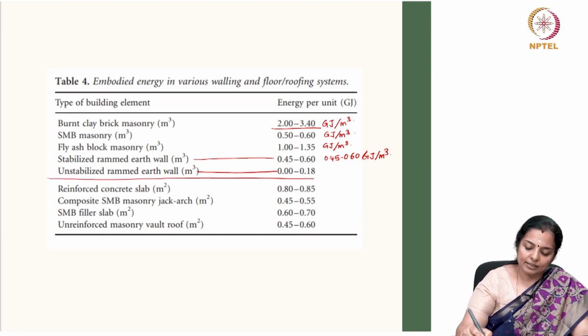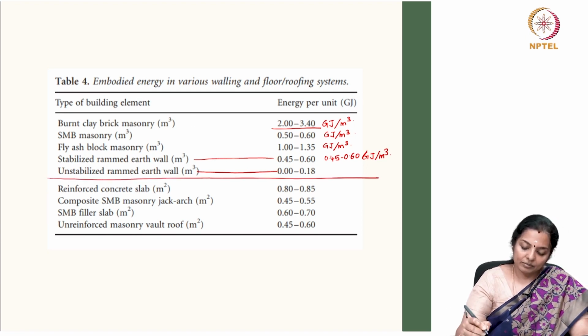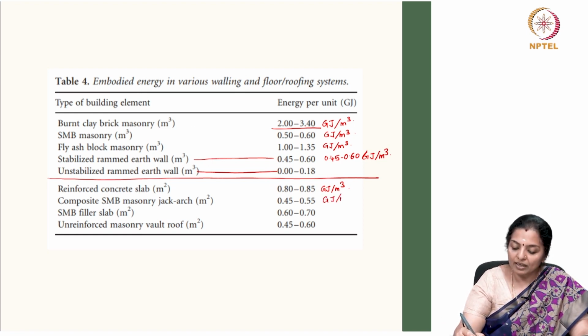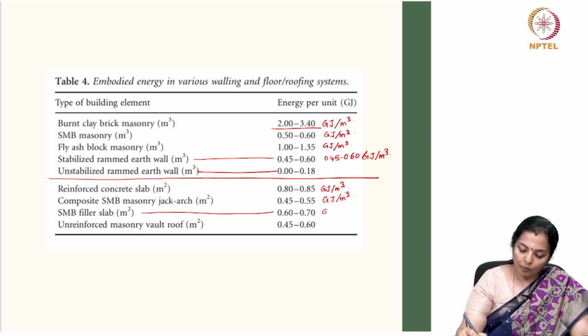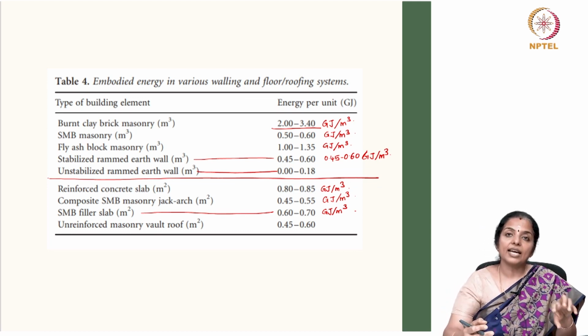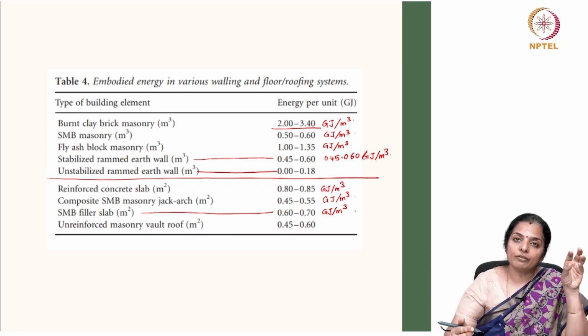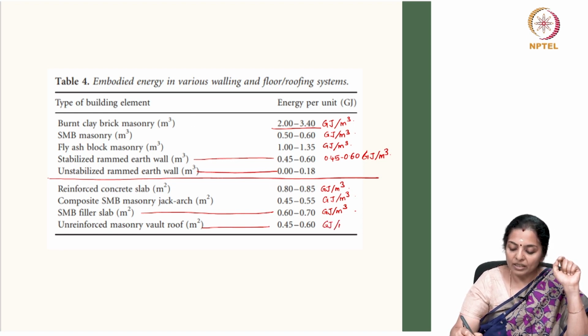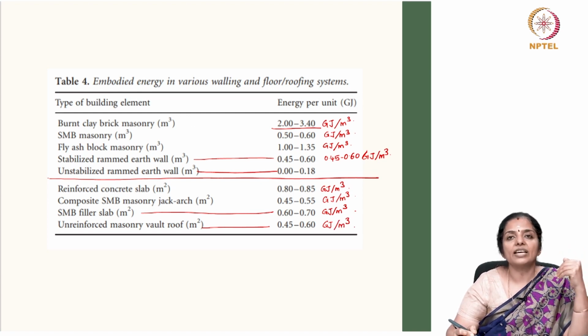If we look at the roofing system, the RCC slab has embodied energy of 0.8 to 0.85 gigajoules per meter cube. Composite stabilized mud block masonry jack arch roof system has about 0.45 to 0.55 gigajoules per meter cube, whereas stabilized filler slabs have 0.6 to 0.7 gigajoules per meter cube and could get further reduced or increased based on the nature of the elements that are placed in the filler component, in the void component. Unreinforced masonry vault roof has 0.45 to 0.6 gigajoules per meter cube and could get lesser because there is no reinforcement involved here.